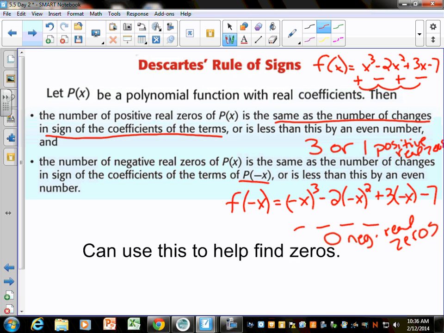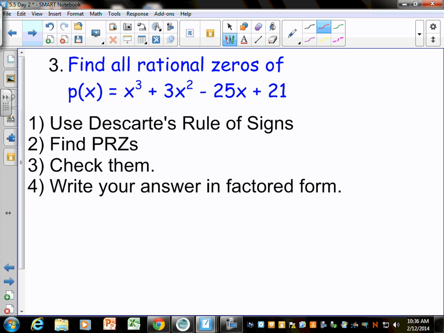Okay, so let's actually put all this together. What can we do with the problem with this? So part of your homework today says list all the PRZs. The second part of your homework says actually find the rational zeros. So if you're going to find the rational zeros, let's use Descartes' rule of signs to practice, but you're going to have to not only list your PRZs, but you're going to have to check them and see which ones work. So that's where like having a calculator nice and handy would be helpful.